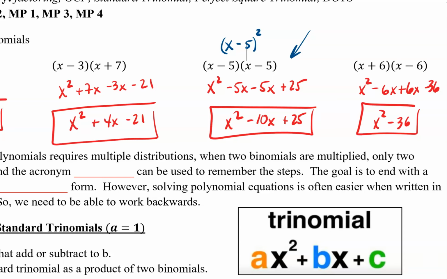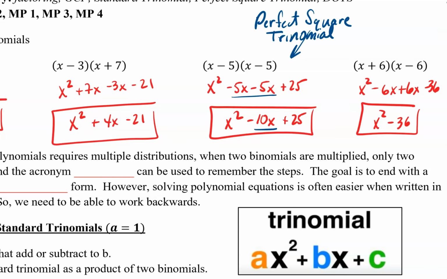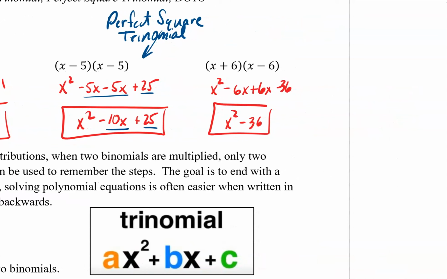So this is an interesting result, and we actually have a name for it. This is what we would call a perfect square trinomial. And we call it that because of this double number in the middle producing the 10, and that 5 squared ended up being 25. So 5 squared is 25, and 5 times 2 is 10. That pattern we call a perfect square trinomial.